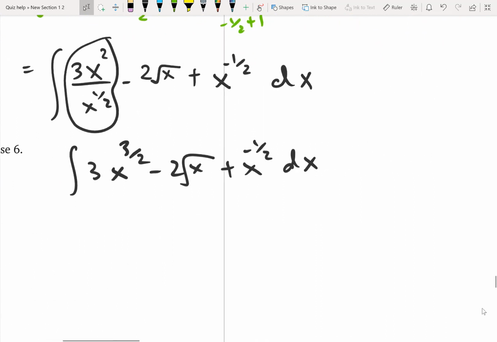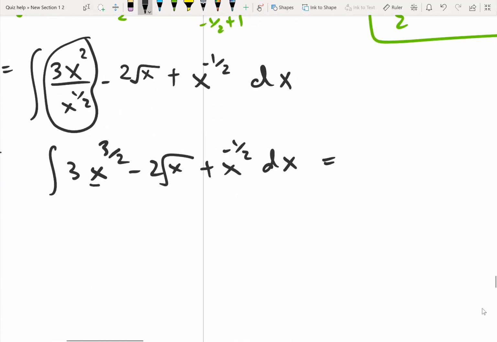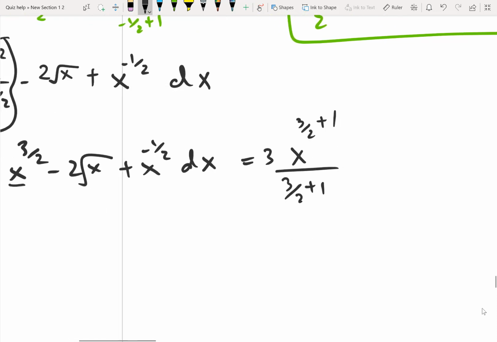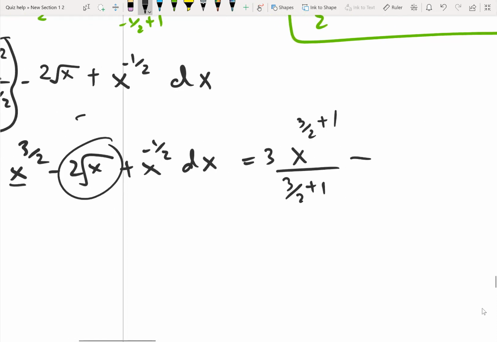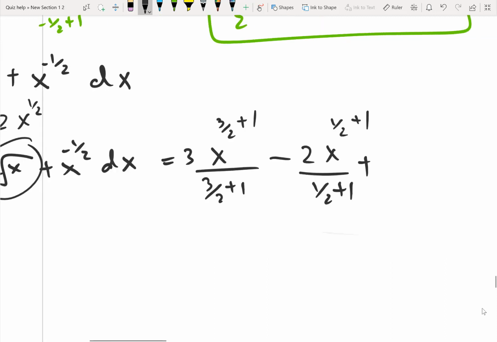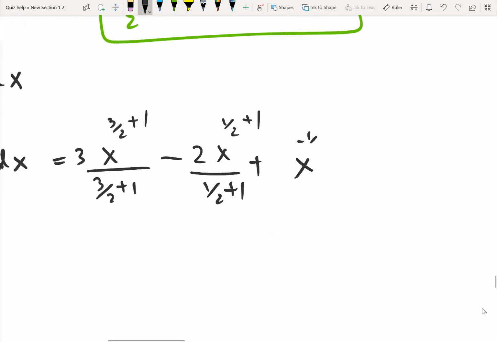So let's integrate. If you integrate x to the 3 over 2, it's 3 times x to the 3 over 2 plus 1 over 3 over 2 plus 1. Here, 2 square root of x is the same as 2x to the half. So if you integrate 2x to the half, it's half plus 1 over half plus 1. Plus, if you integrate x to the negative half, you get negative half plus 1 over negative half plus 1, plus arbitrary constant c.